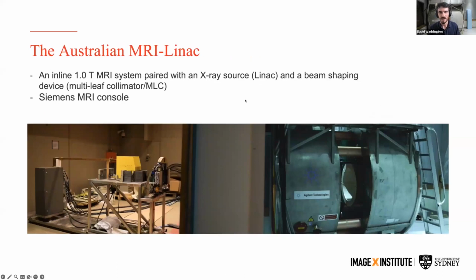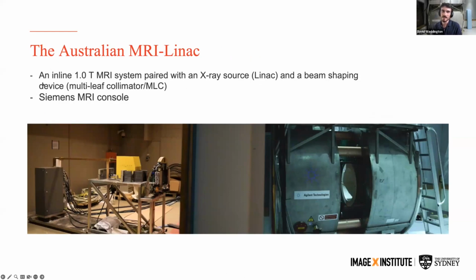In Sydney at Liverpool Hospital, we have what we call the Australian MRI Linacs. This is a really bespoke system. We've got a split bore 1 Tesla MRI system, and then we have a 6MV linear accelerator that goes through a hole in this wall into the magnet.